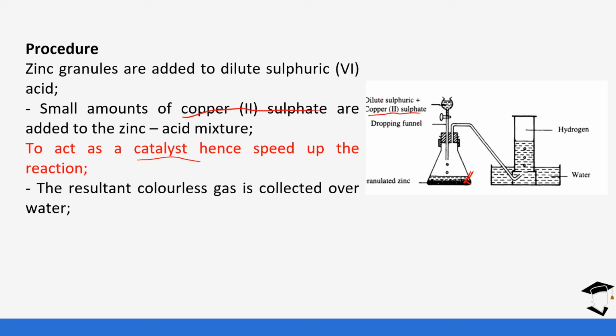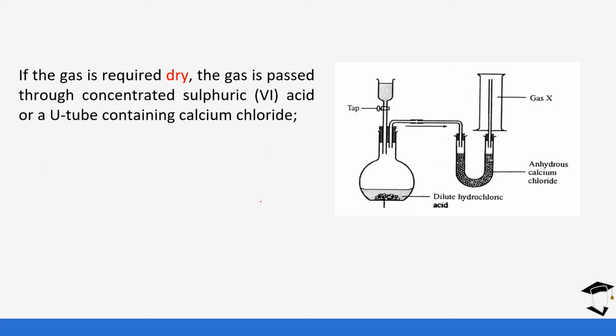And then the resultant gas is collected by the over water method, and the reason why it is collected by the over water method is because it is insoluble in water. It is one of the gases that can be collected by the over water method. And then finally, if the gas is required dry, it is going to be passed through concentrated sulfuric acid.